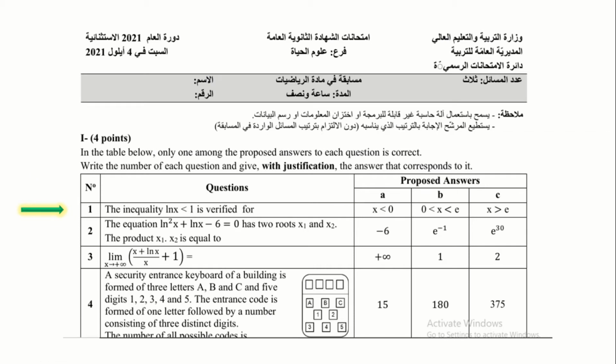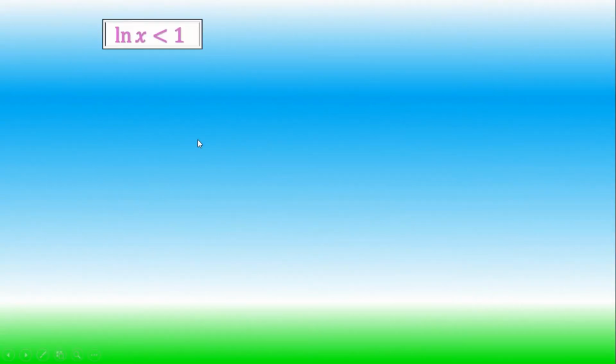In this video, we're going to solve the Math Official Exam second session for 2021 for life science students. Now let's start together with the first question. As you see here, we have to choose the correct answer. The inequality ln x less than 1 is verified for what values of x? Let's see together. Note that we have ln x less than 1.